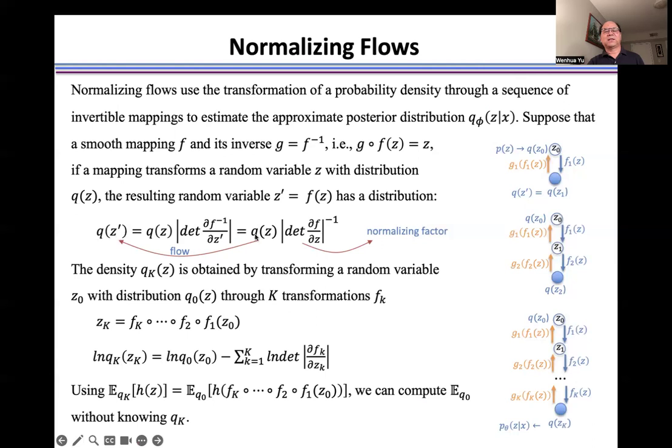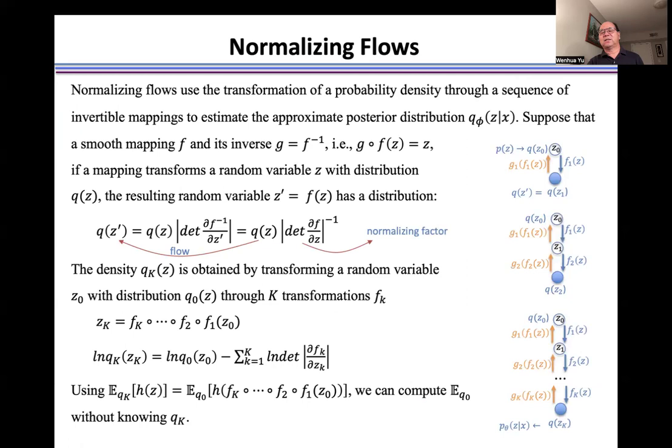That is expressed as the Q distribution at Z normalized by the determinant of the Jacobian. For example, start from Z0 with a distribution Q0. Normalizing flow uses transformation F1 to get the Q distribution at Z1. That is used to approximate the true posterior.